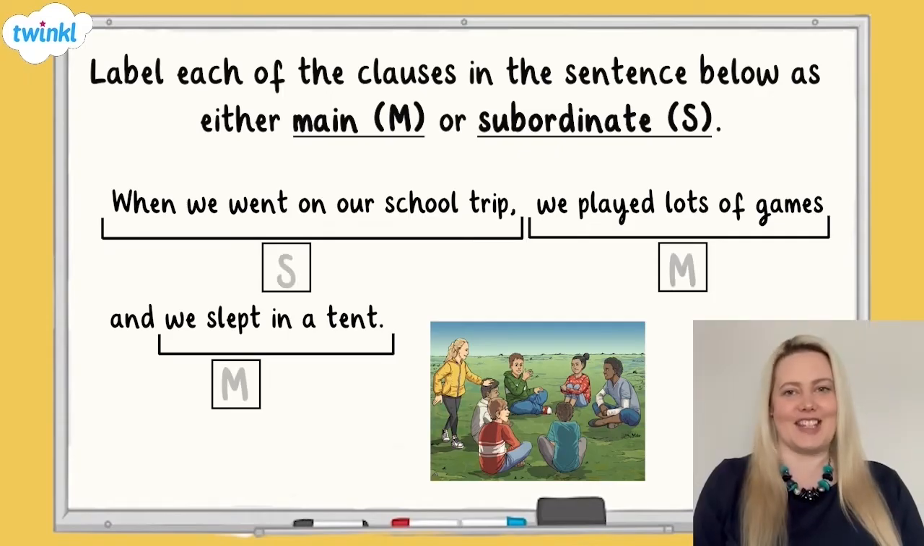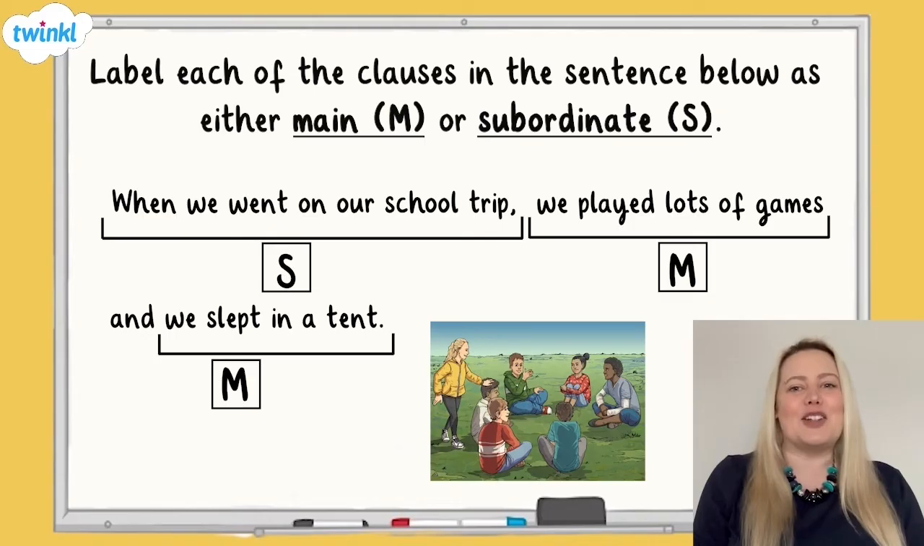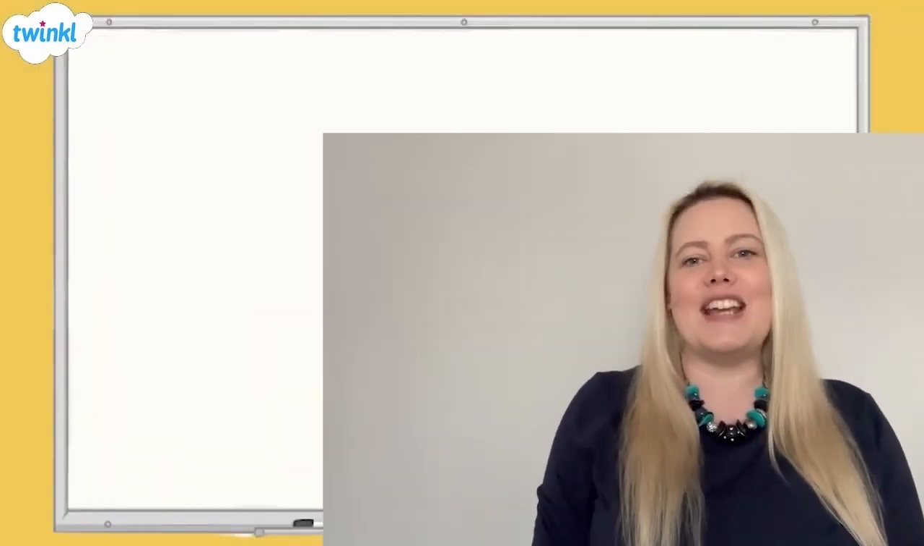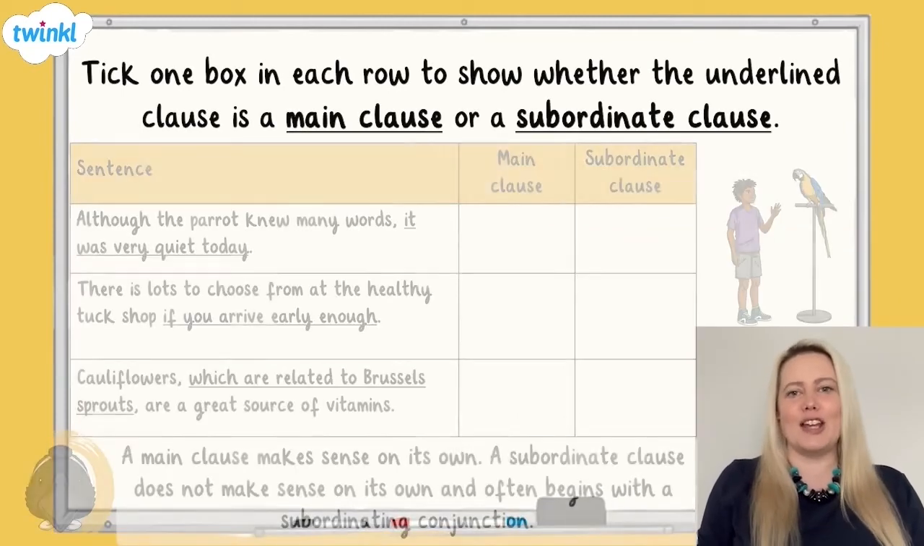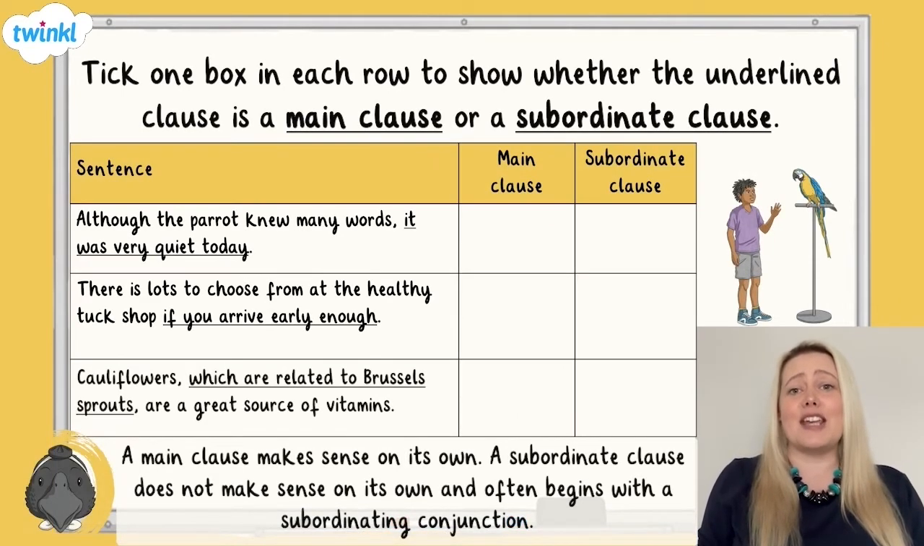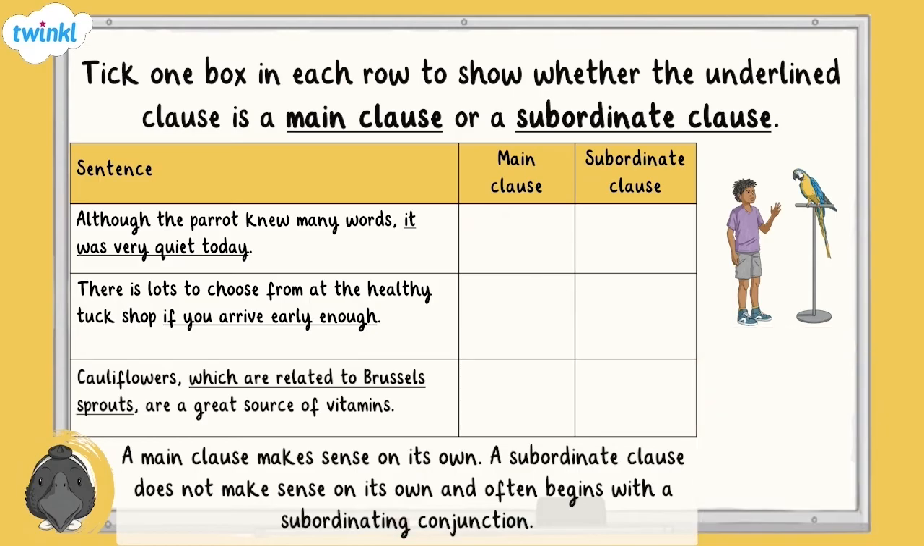Let's take a look at the answers. There was 1 subordinate clause and 2 main clauses in that sentence. Well done if you labelled them correctly. For our next question, you're being asked to tick one box in each row to show whether the underlined clause is a main or subordinate clause. Let's take a look at the sentences.